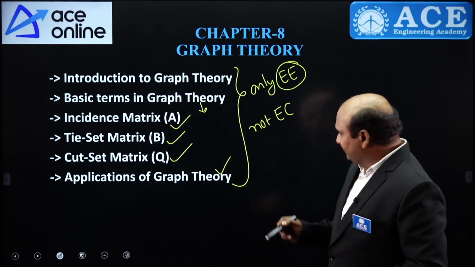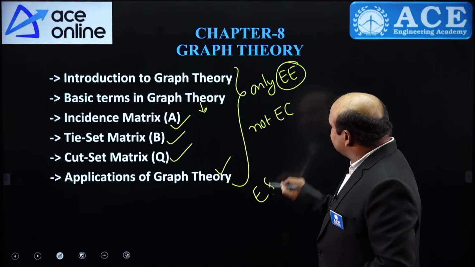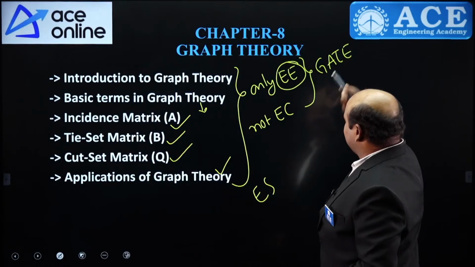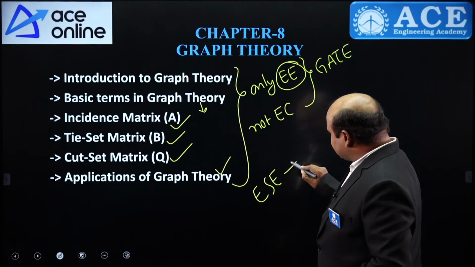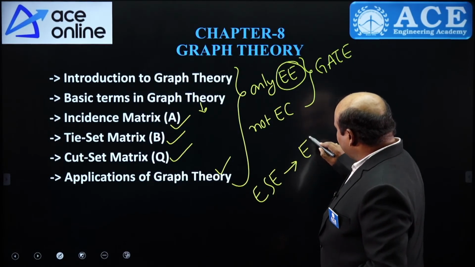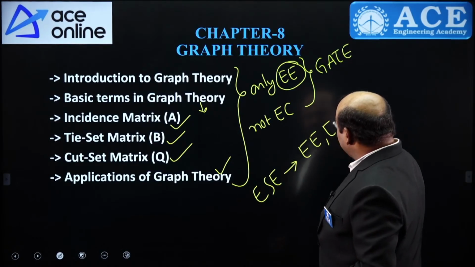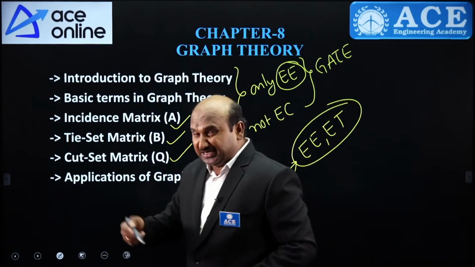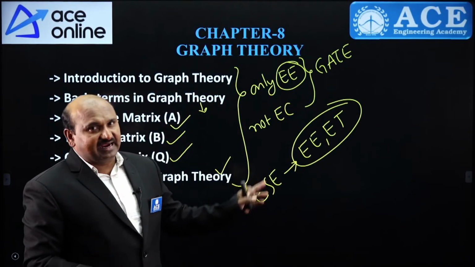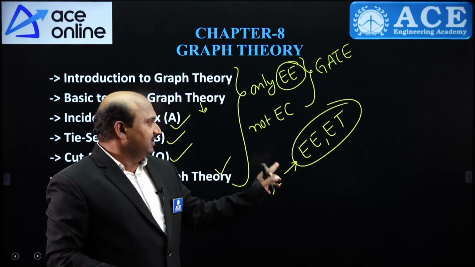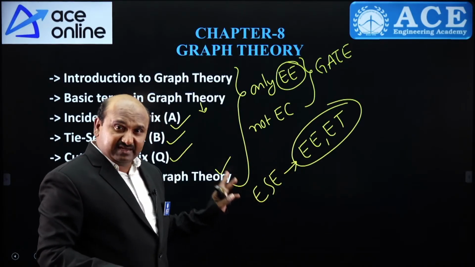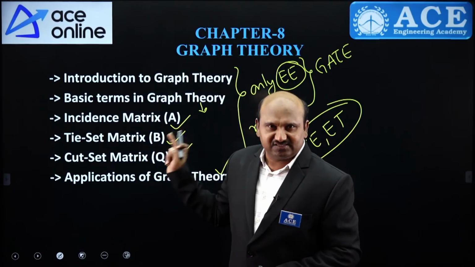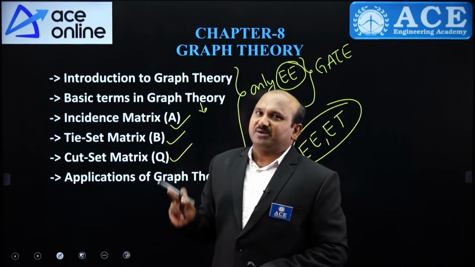And this is for the GATE examination. For ESC, it is compulsory for all people, electrical and ET, that is, electronics and telecommunication engineering, under ESC. The title is for EC people, E and T. For ESC, you definitely have this graph theory also, both theory-wise as well as objective-type questions.